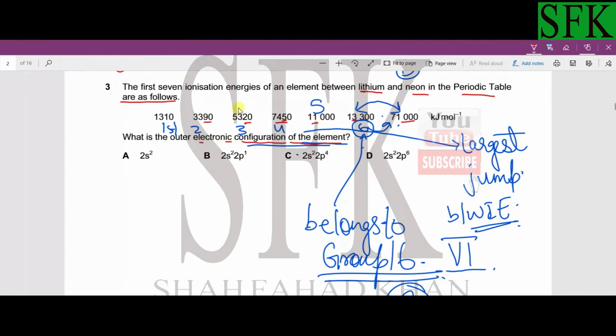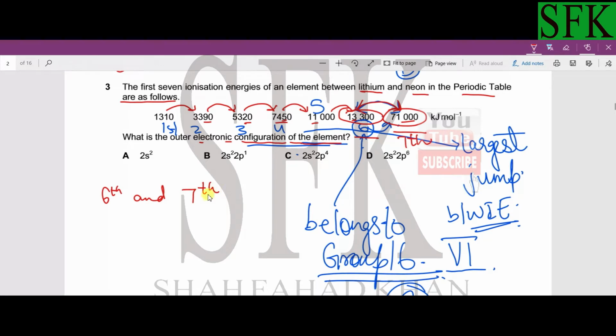Okay, for such questions, the trick is that we need to search for the biggest increase in the successive ionization energies. Over here, the increase is okay-ish. Now the increase is increasing, but not much. The largest increase is between these two values, 13,300 and 71,000. This is a very large increase. If we look at the successive ionization energy at which this occurred, it's between the sixth ionization energy and the seventh ionization energy, right in between the sixth and the seventh.